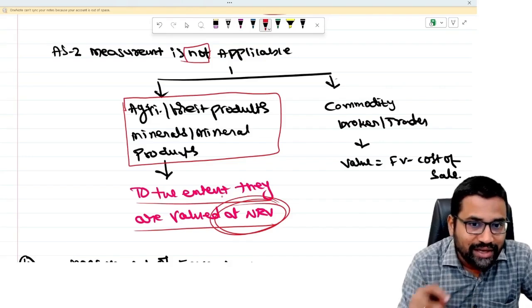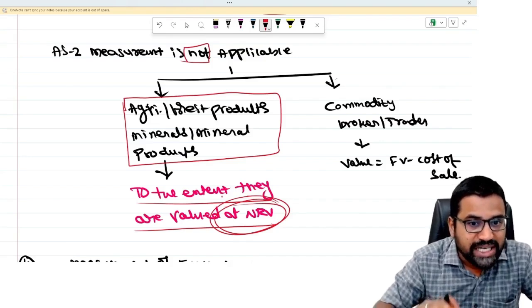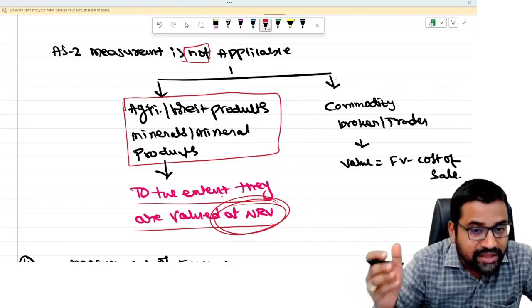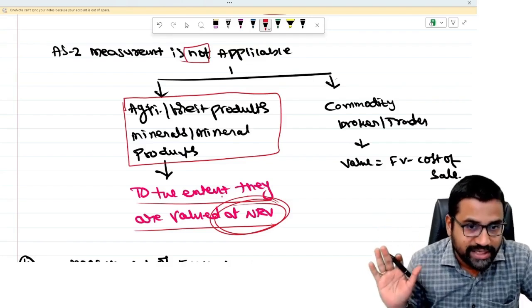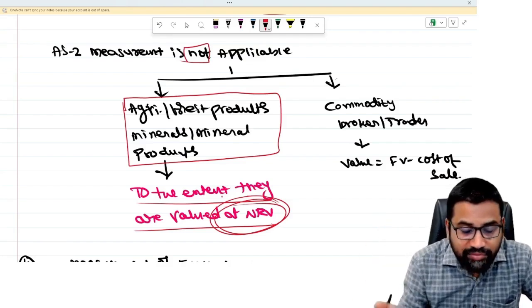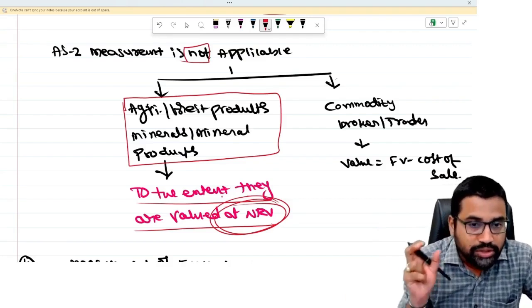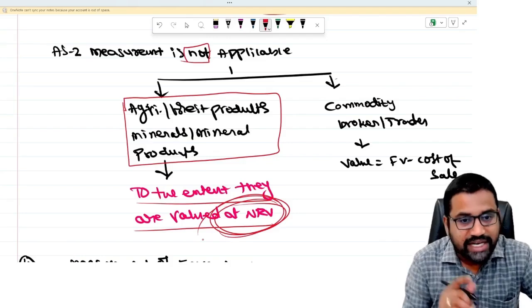See, generally agriculture products, forest products, these are all mineral products. So there is a separate industrial standard how they will be measured. So if you are measuring them at their NRV, don't apply this standard. Suppose you are not valuing them at NRV, then normally you can apply, because the exception is what? To the extent they are valued at NRV, this standard is not applicable.